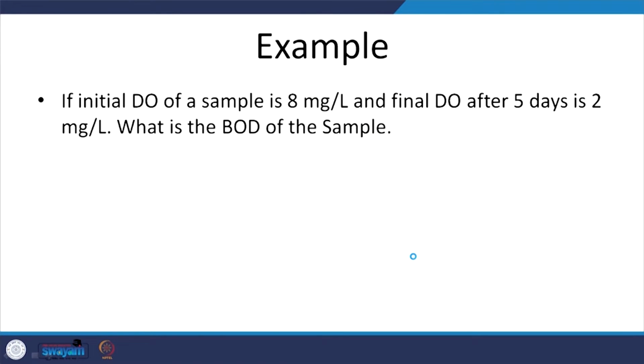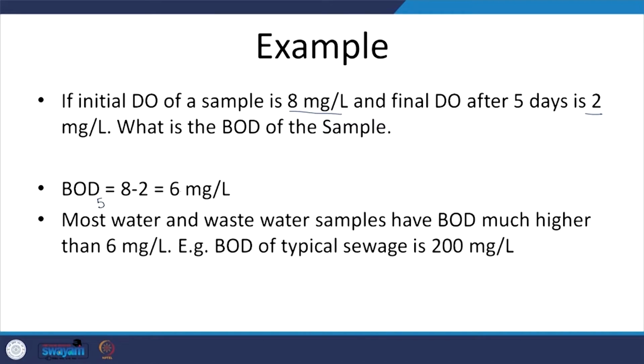The example here is: initial DO of the sample is 8, final DO after 5 days is 2. What is the BOD of the sample? Well, that is pretty simple. BOD 5-day is equal to 8 minus 2, which is 6 milligram per liter. But most water and wastewater samples have BOD much higher than 6 milligram per liter. Domestic sewage is around 150 to 200 milligram per liter.